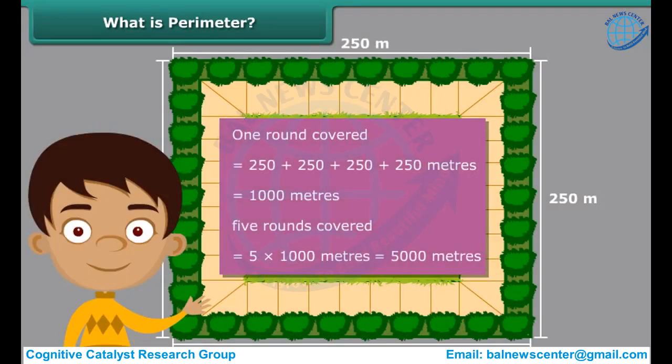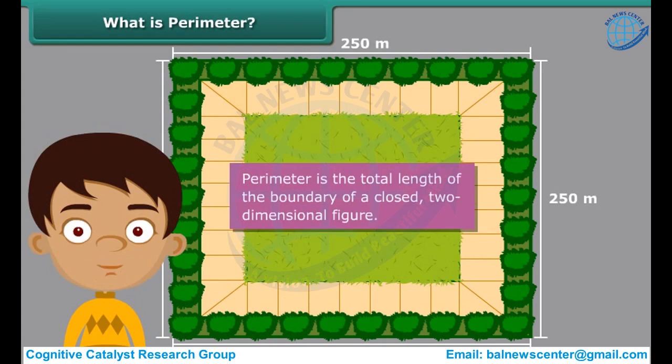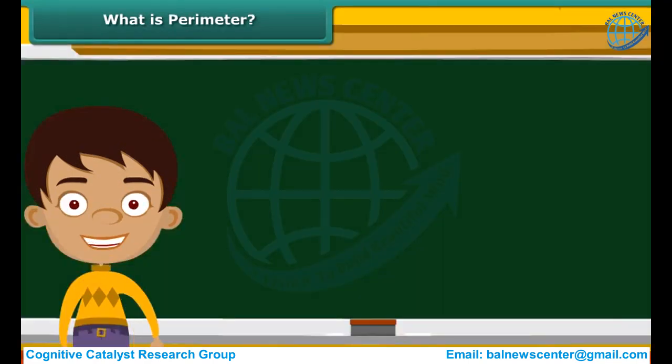Now you're ready to answer your mother's question. In this calculation, we used the concept of perimeter when we worked out the distance you covered in one round. Perimeter is the total length of the boundary of a closed two-dimensional figure. Here is a simple technique of measuring the perimeter of a shape.